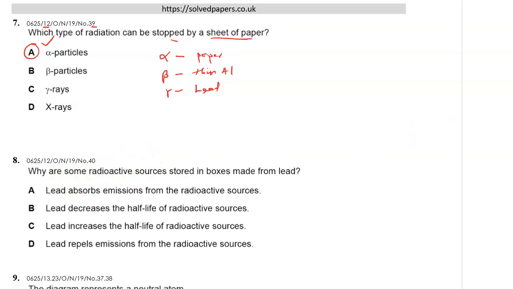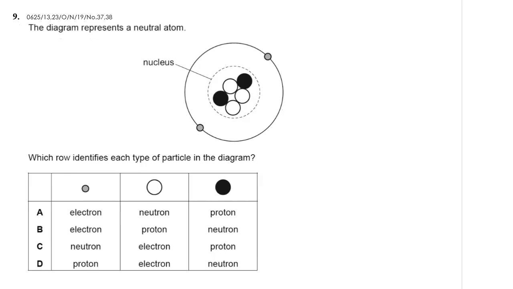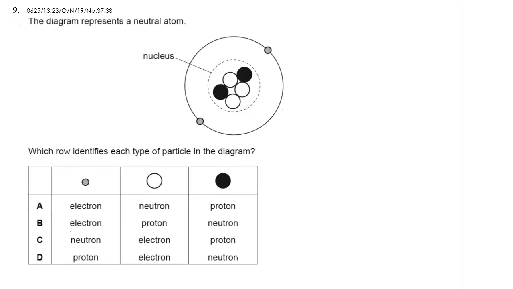Okay, number 8. Number 8, of course, it's from the same variant, 1, 2. Now this is number 40. Why are some radioactive sources stored in boxes made from lead? We have looked at this question up there. I think it was question 5 or 4. Can confirm. So the answer we found is A. You find these questions repeated from one variant to the other, so it's not a big surprise.